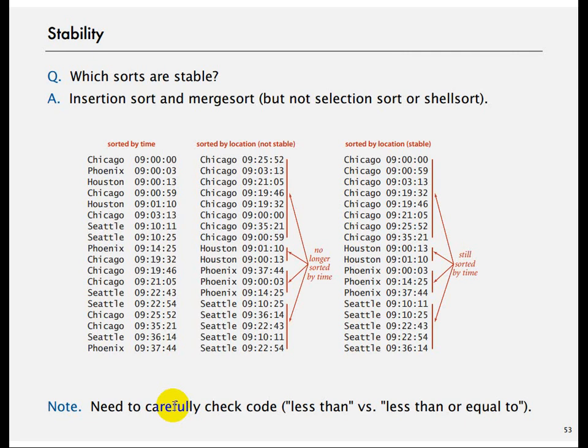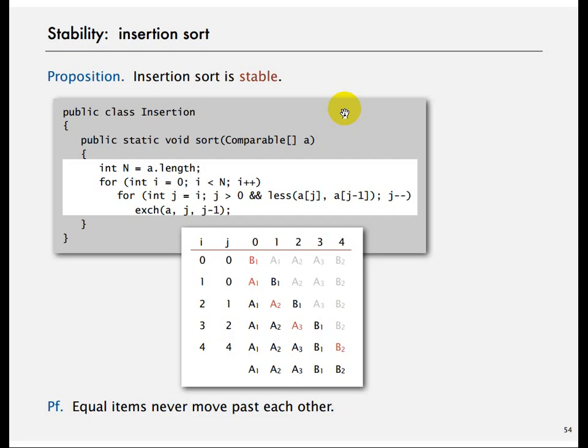And it turns out insertion sort and merge sort are stable, but selection sort and shell sort are not. You can think about it: the basic idea is that the moment you try to make moves across large distances, they are no longer stable. That's why selection sort is not stable. So think about what you did for insertion sort versus selection sort, and you'll figure out why that is the case.